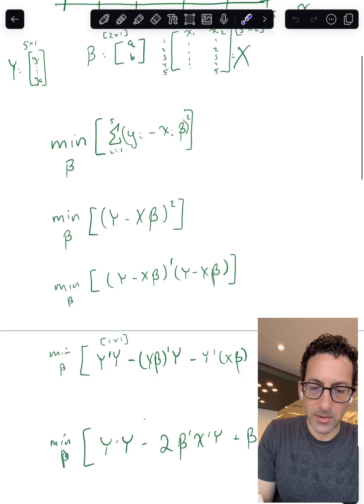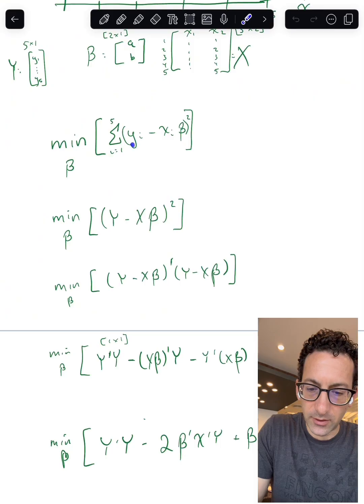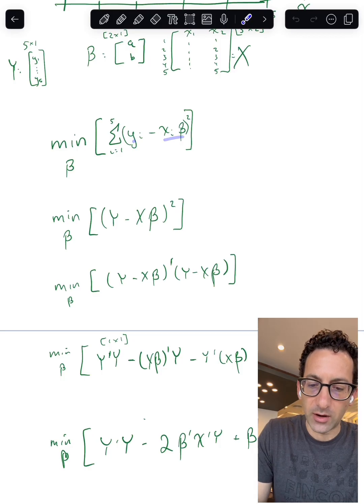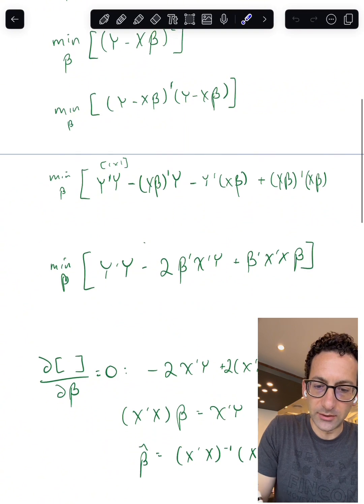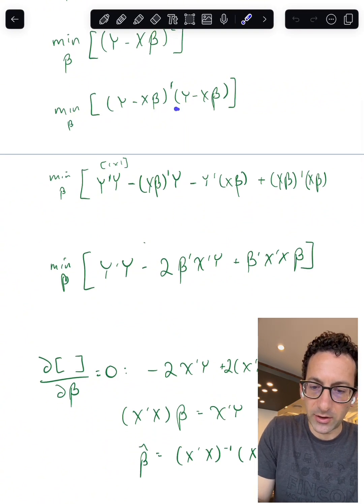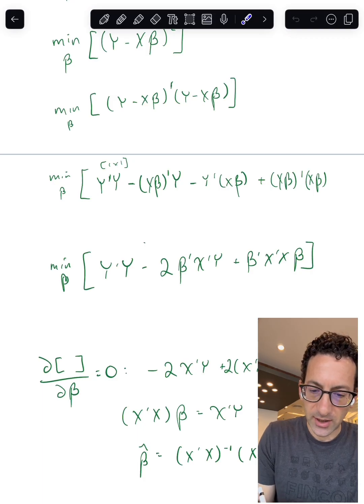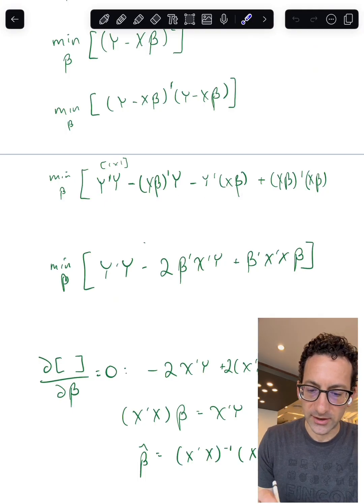So we're going to minimize the sum of squared deviations between y and the value on the line, the predicted value for each value of x. If we simply expand that squared value, y minus Xβ, we can expand this. It turns out these variables are exactly the same.